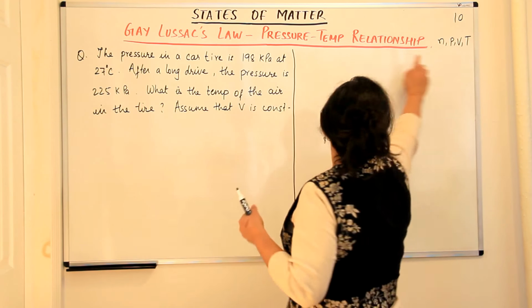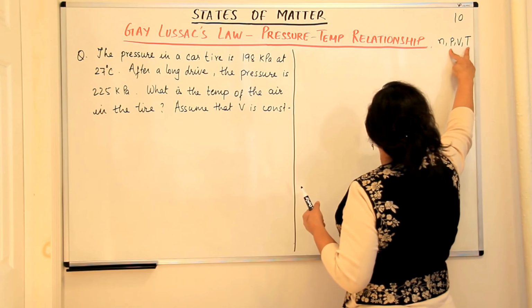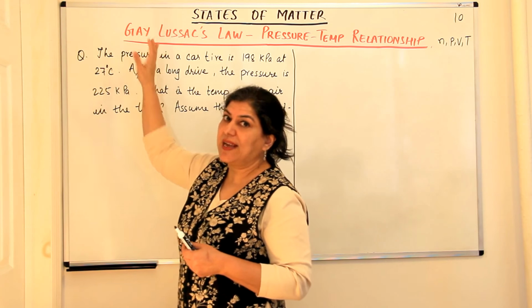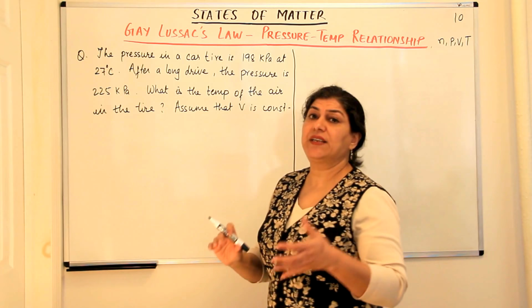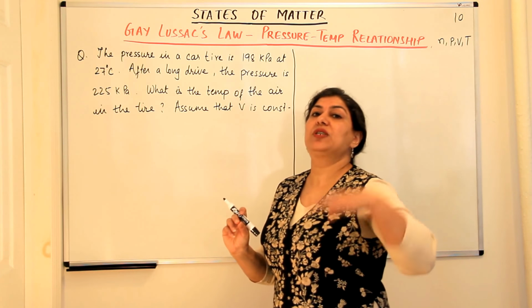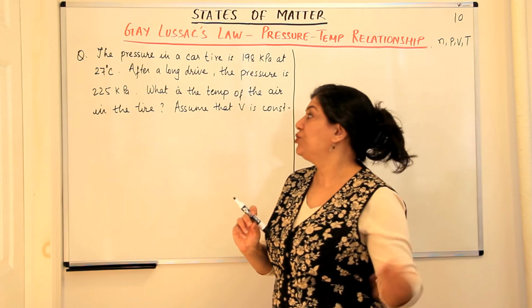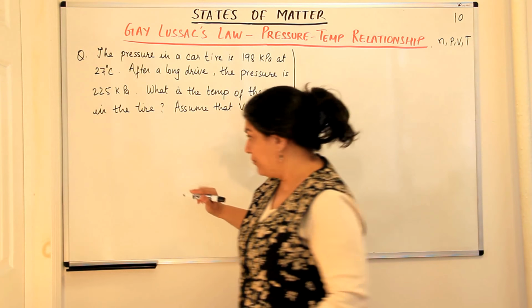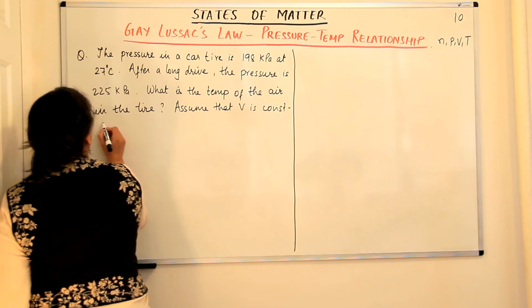Number of moles and volume are fixed, so it's a relationship between pressure and temperature. The relationship between pressure and temperature is Gay-Lussac's law, and they have a direct relationship. The relation you use is P1 upon T1 should be equal to P2 upon T2. So the four variables that we are looking for, let us start looking for them again and begin our solution.